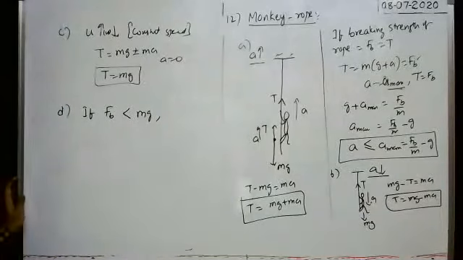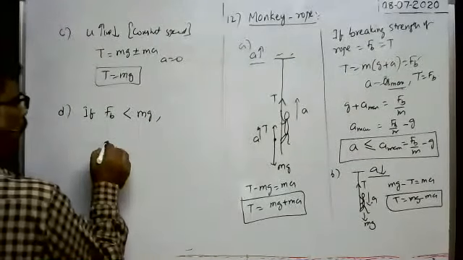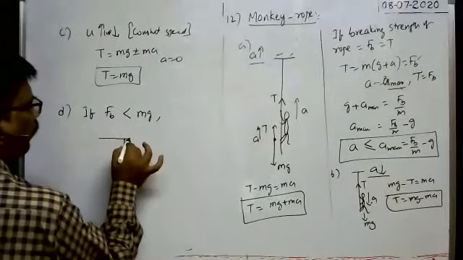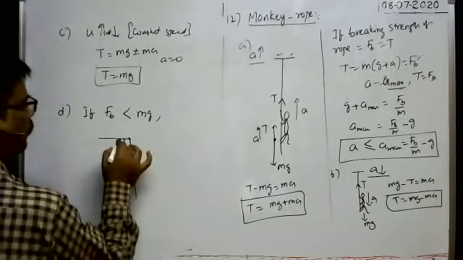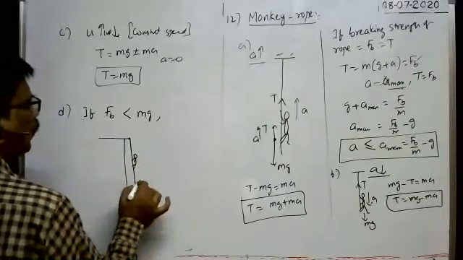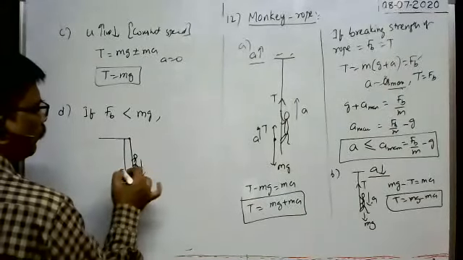The breaking strength of the rope is less than the weight of the monkey. Here, from the building, one rope is hanging like this. One monkey has to come down.